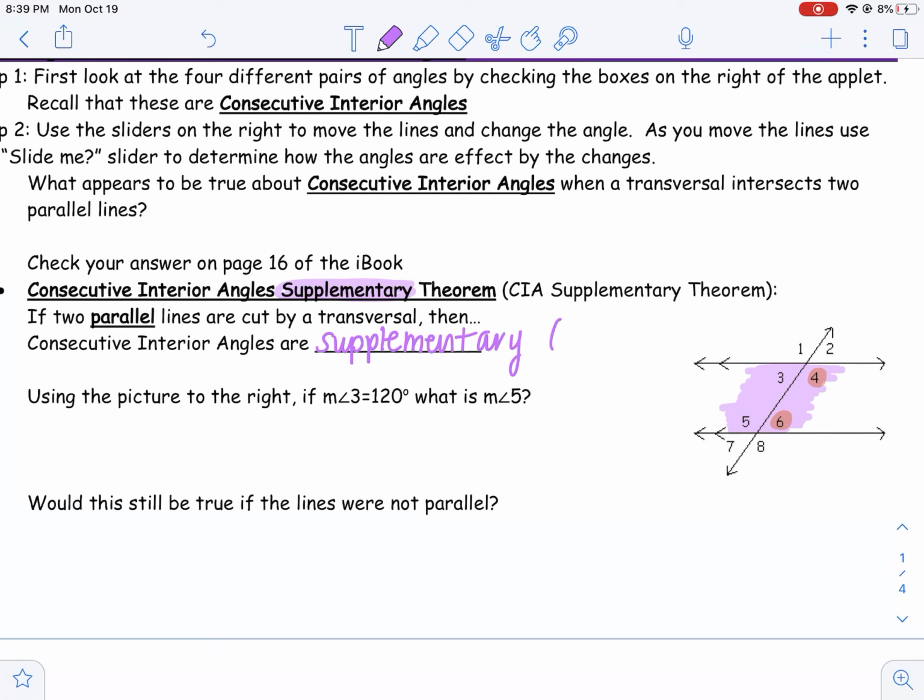okay? Which means, once again, add to 180 degrees, okay? So no matter what, if you have a pair of consecutive interior angles, you are going to know that they are going to be supplementary, okay?